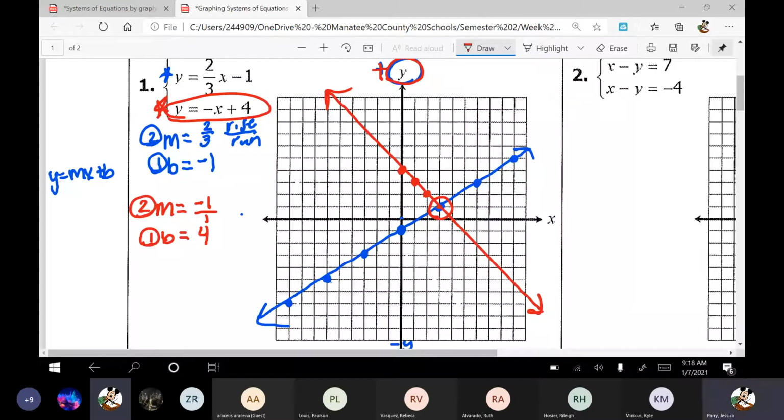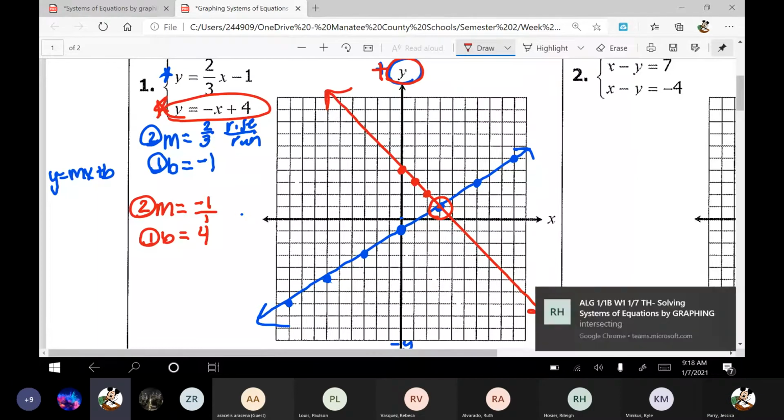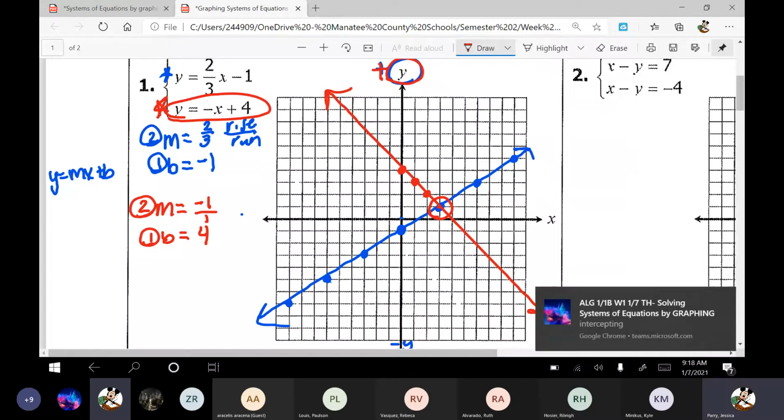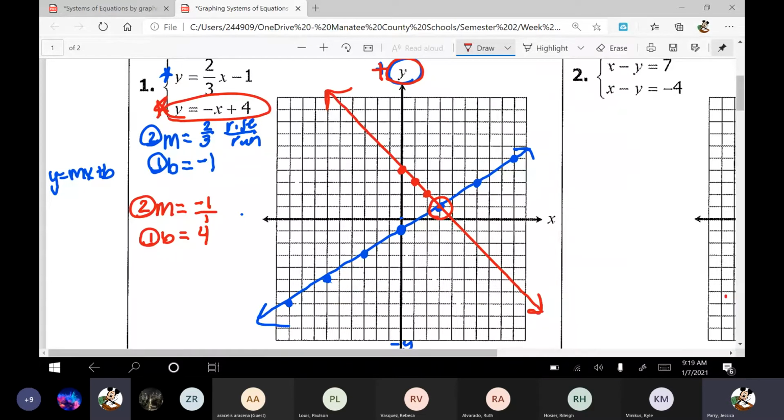So from the notes yesterday, are these two lines intersecting? Are they parallel, or is it the same line? Go ahead and write that in the chat. Are they intersecting, parallel, or same line? Write that in the chat. Let's see, intersecting, awesome, good job. So these two lines are intersecting means that they cross.